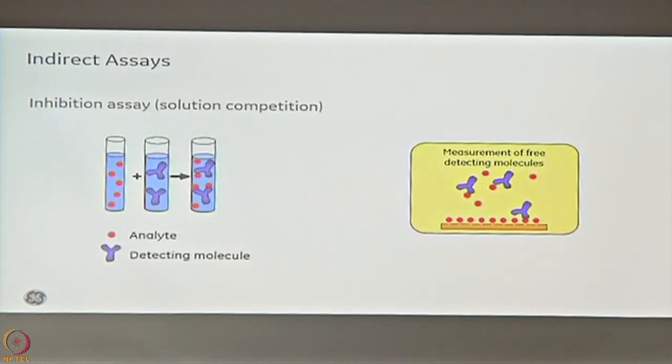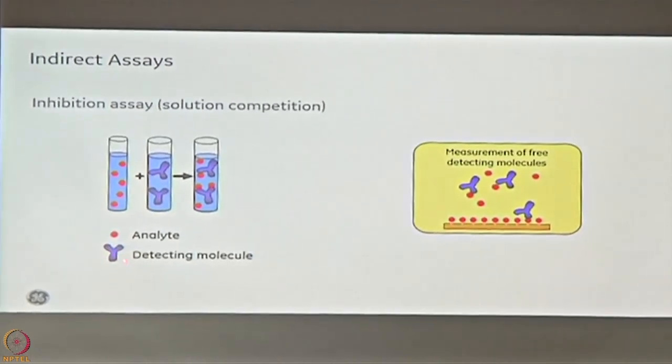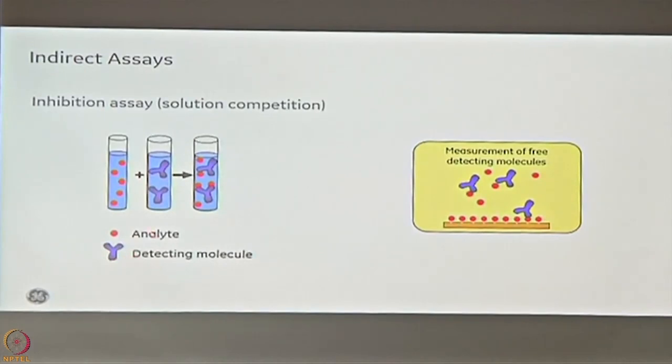There are certain indirect bindings that you can do where we utilize the competition. So the binding doesn't really happen on the surface; the binding is happening in the solution, right? So this is called the solution competition. What you do here is mix the analyte and the detecting molecule in a particular portion.